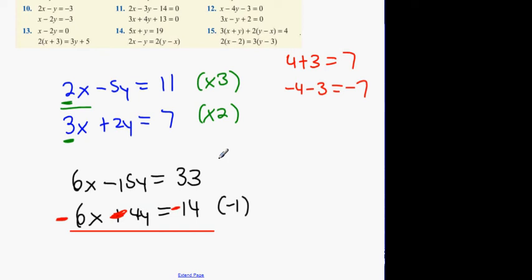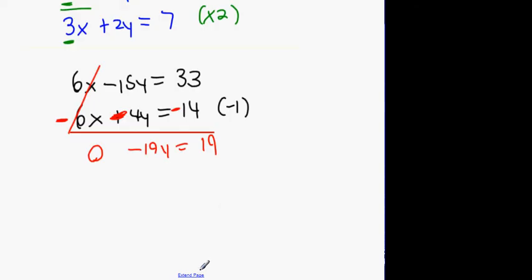So what happens now? 6x minus 6x? Minus 15y minus 4y? And then 3 minus 14? 19, okay? 3 minus 14 is 19. 19 divided by minus 19, and what do we get? Minus 1. Now guys, you've got 8 out of 10 there. Why haven't we got 10 out of 10? We have to get the x.